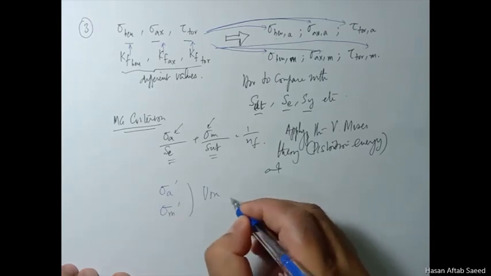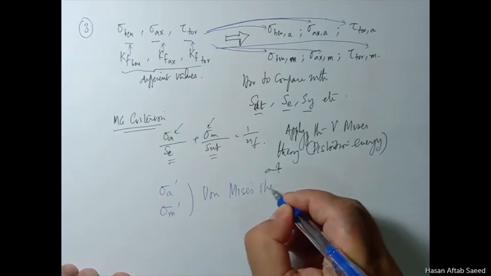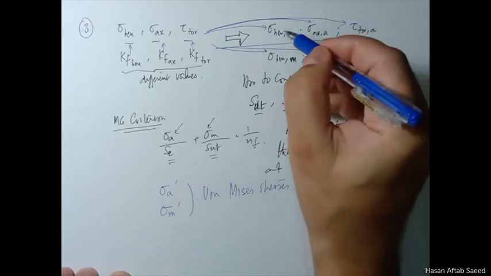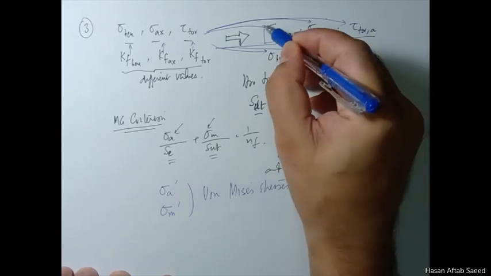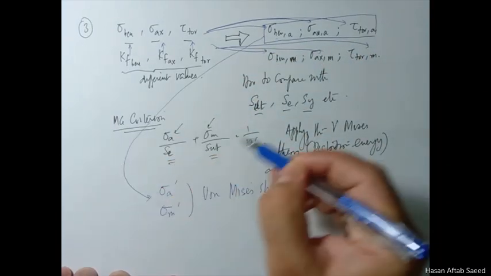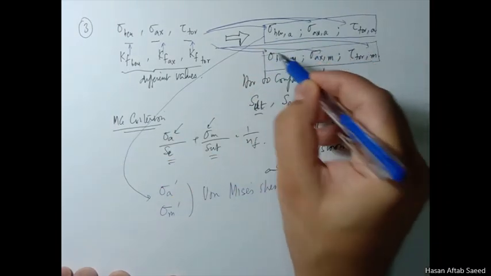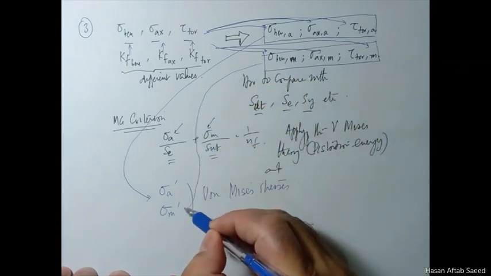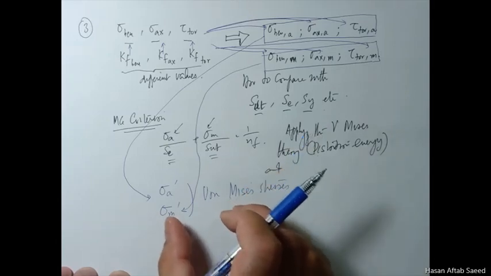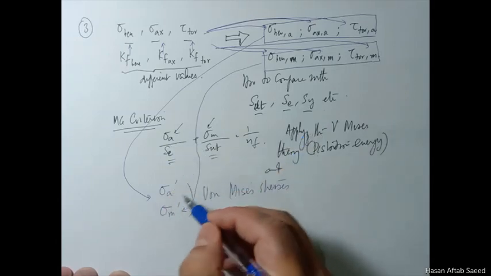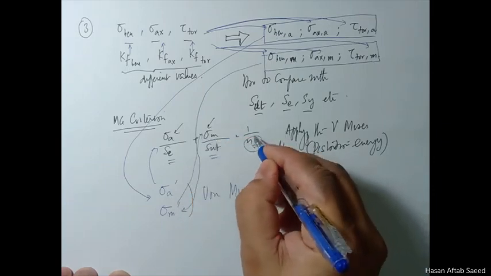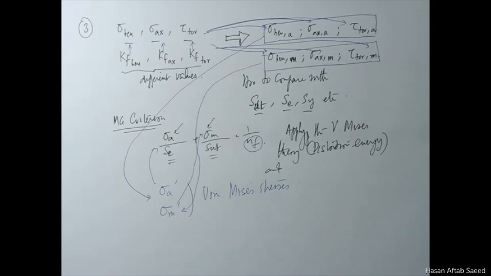The von Mises stresses. Once you have these stresses, these give rise to this, and these give you this value. So once you have these values, you can just put these values here and here, and then calculate your fatigue factor of safety.